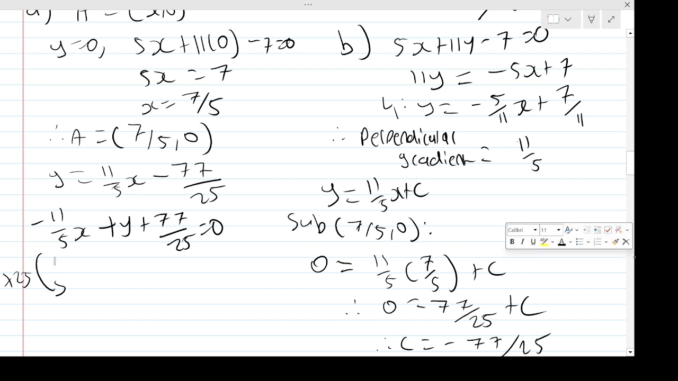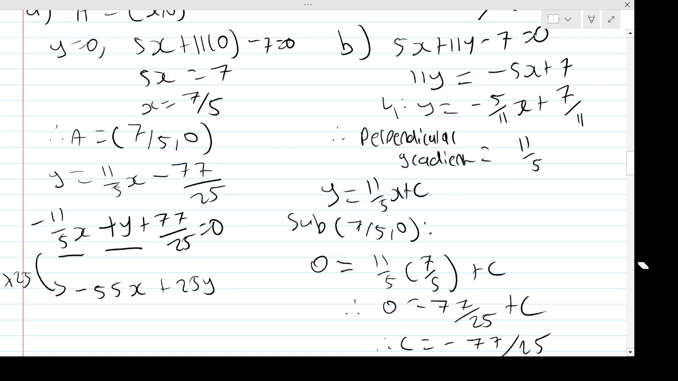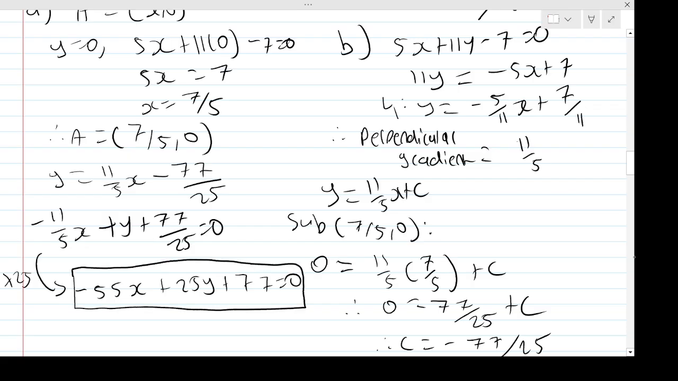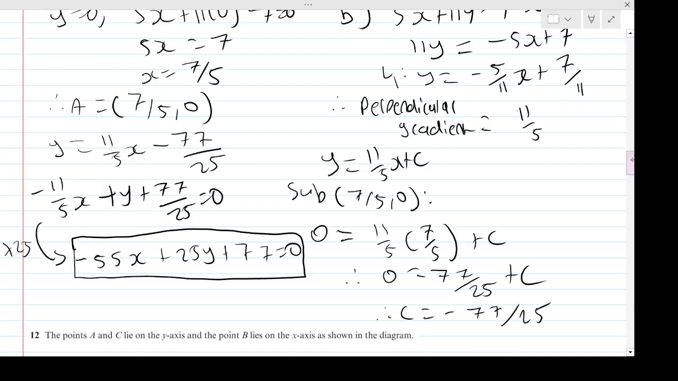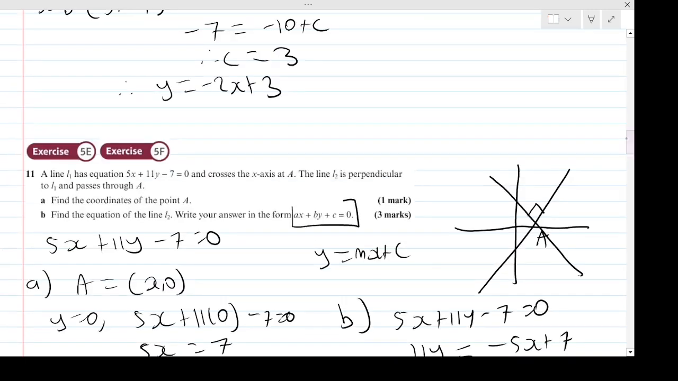Then I get minus 11 over 5 times 25, I get minus 55x, plus 25y, again I'm timesing every term by 25, and then plus 77, because 77 over 25 times 25 gets rid of the fraction to give 77, and that's again equal to 0, and there we are. Cool. So we've got a nicer form of our answer, and again you can see it matches this form here, so there we are, we're good.